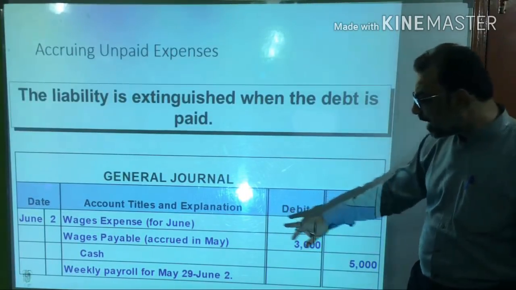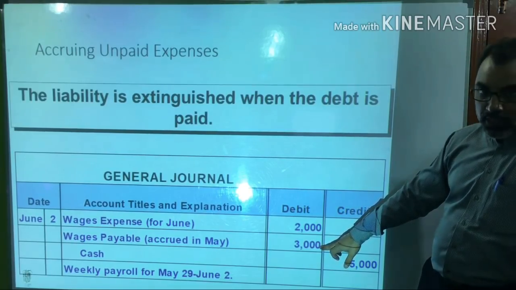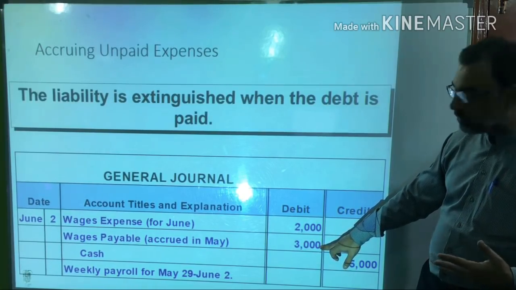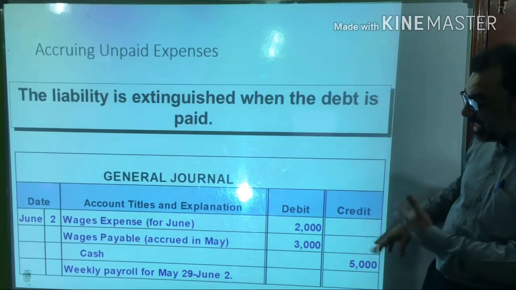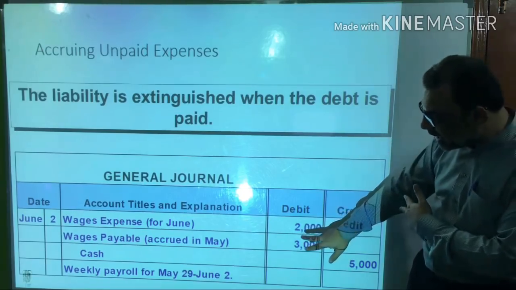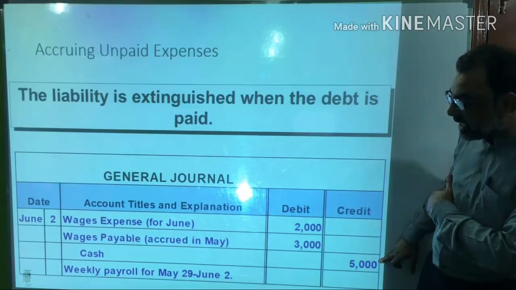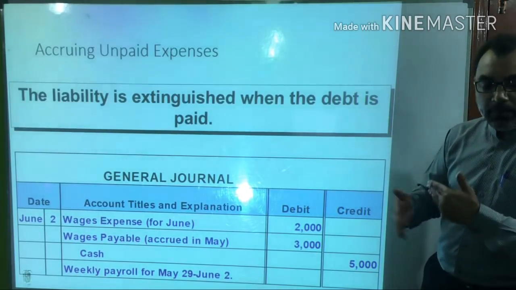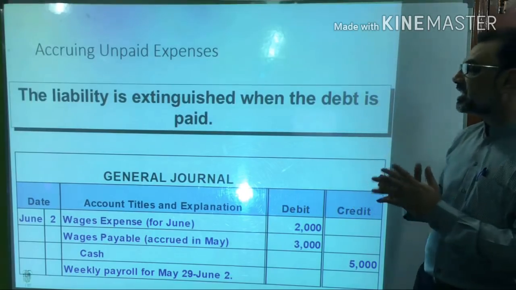So wages expense for the month of June is 2,000, wages payable accrued in May is 3,000, and the total cash which has gone out is 5,000. So it is a weekly payroll for May 29 to June 2. This was adjusted earlier, that is wages payable of 3,000 and cash 3,000 credited, and the current period expense is 2,000. So the liability is extinguished when the debt is paid.